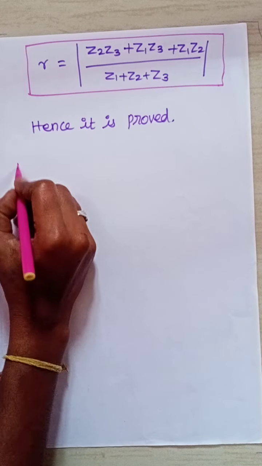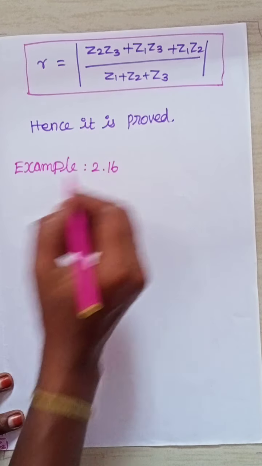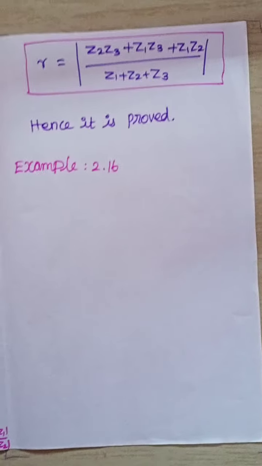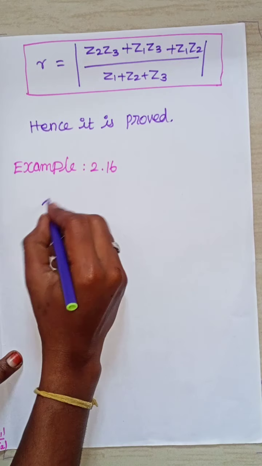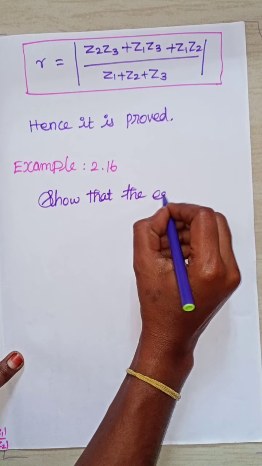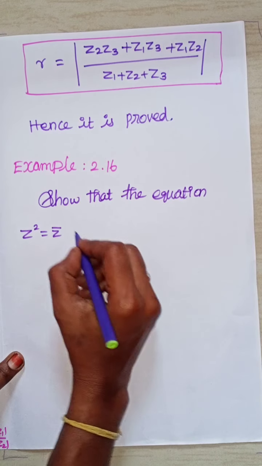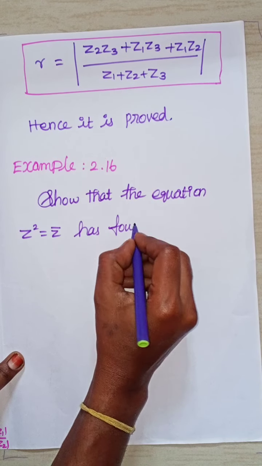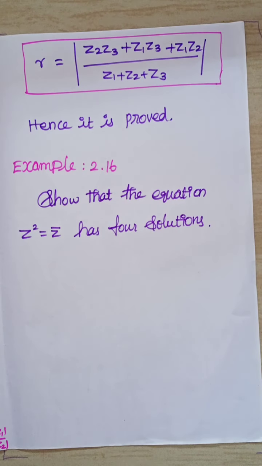Example 2.16. Question: Show that the equation z squared is equal to z bar has four solutions.